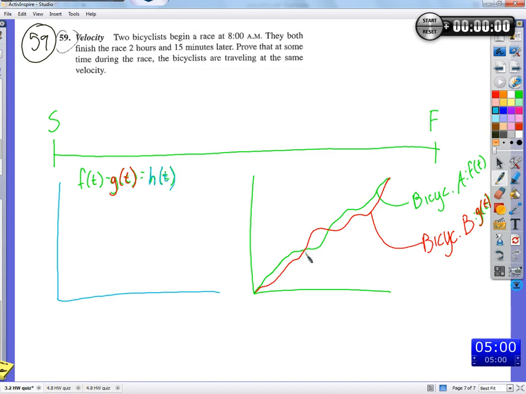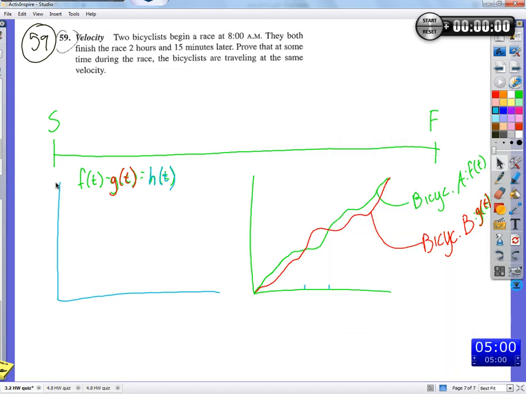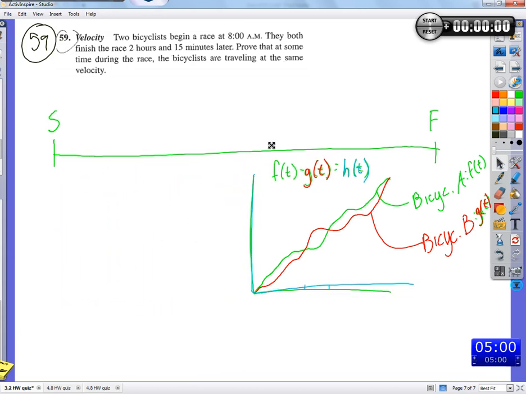Well, this is an interesting point, and so is this one. This is where they're passing each other. So if we put it on top of that one, at this point F, the green one, is bigger than G. So if we take F minus G, what kind of number will we get?